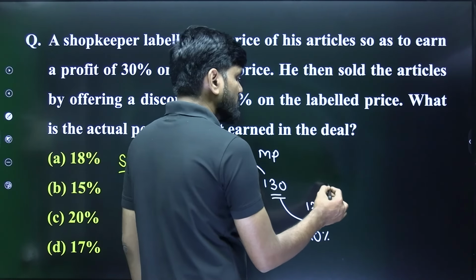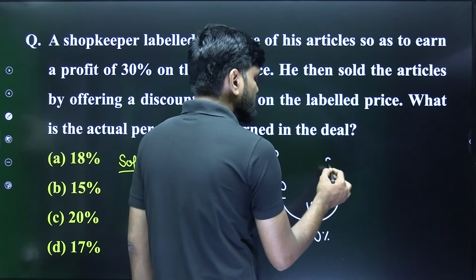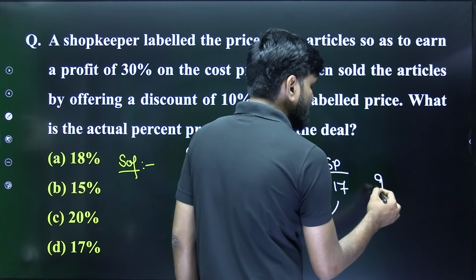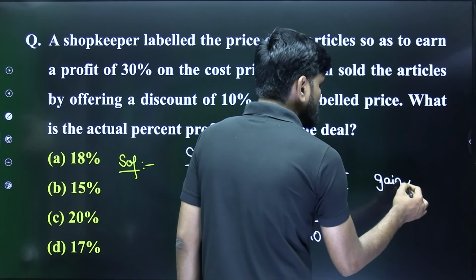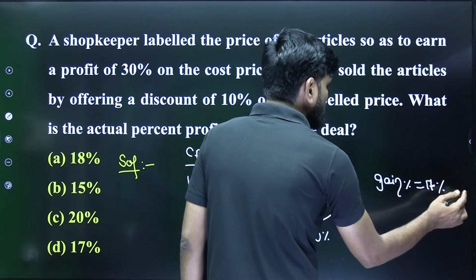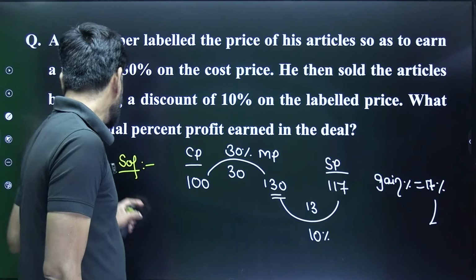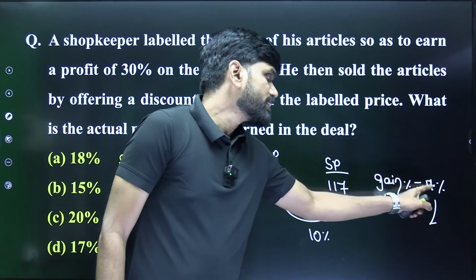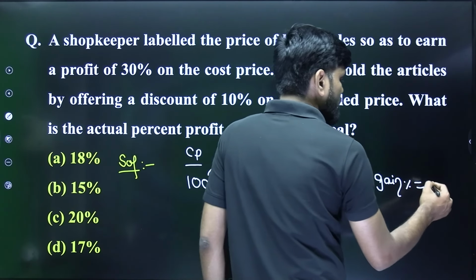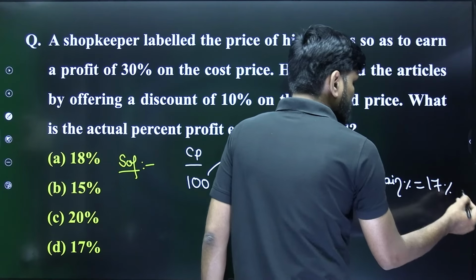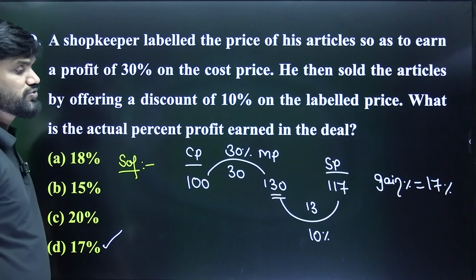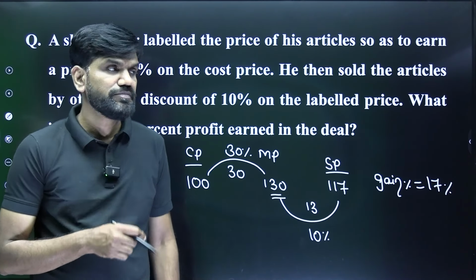You are ready to sell it for how much? 117. The 100 rupee article is sold for 117. In the transaction, there is a gain of how much? A 100 rupee article is sold for 117, which means there is a gain of 17%. So in the overall transaction, there is a gain of 17%. That should be option D.